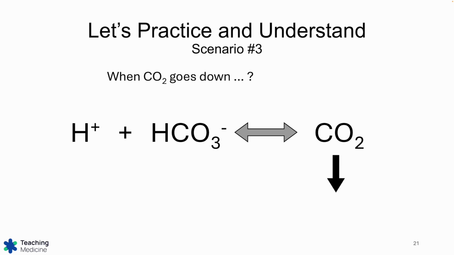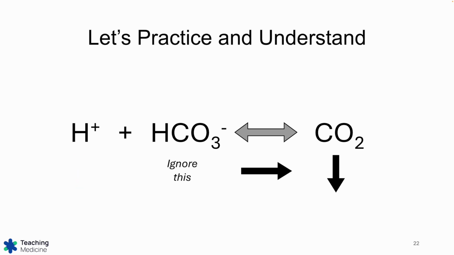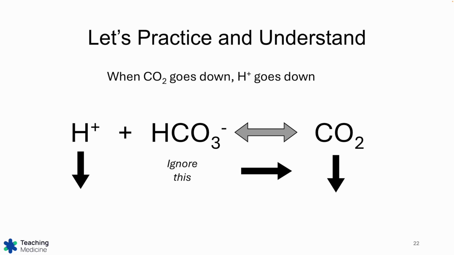Scenario number 3: what happens when carbon dioxide goes down? This creates a little bit of a vacuum on the right-hand side of the equation, so the chemistry is going to shift to the right. And remember, we're ignoring what happens to the bicarb. When the equation shifts to the right, the hydrogen ions get consumed and the concentration goes down. So when carbon dioxide goes down, hydrogen ion concentration also goes down.